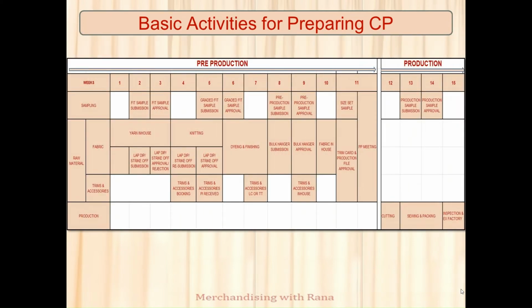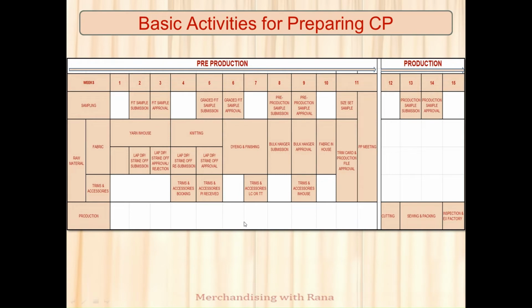Let me go into details. See, I have split pre-production and production. In pre-production, I have split again into sampling and raw materials. For raw materials, I have taken fabric and trims and accessories separately. In pre-production, there are no activities for production.